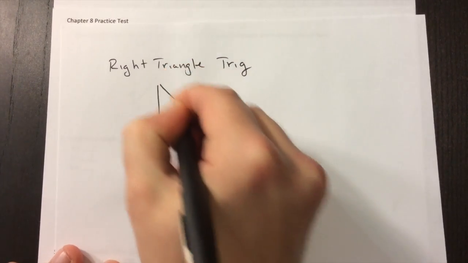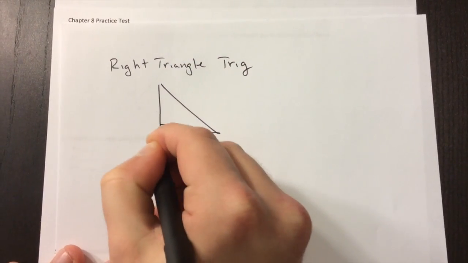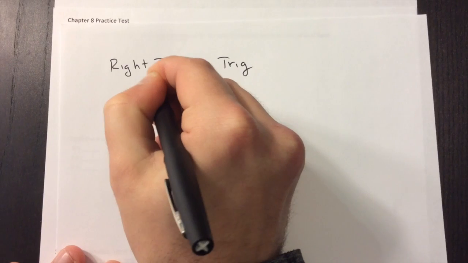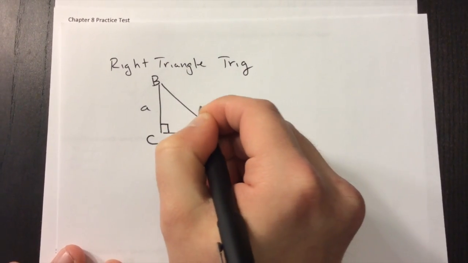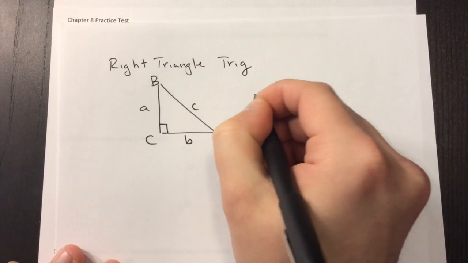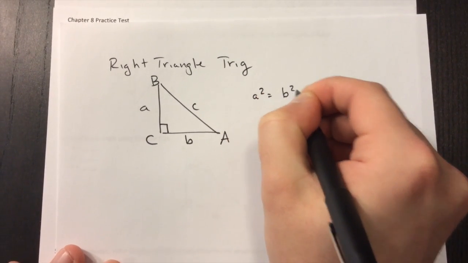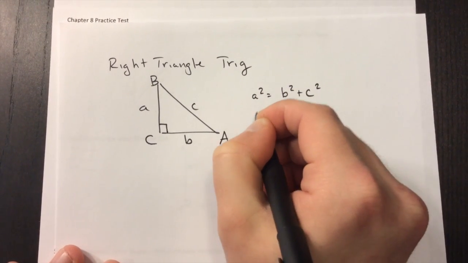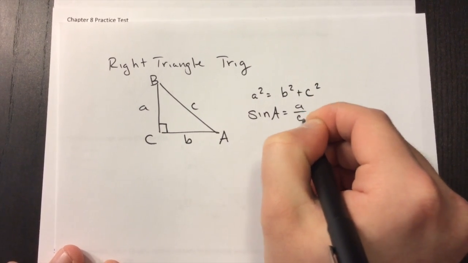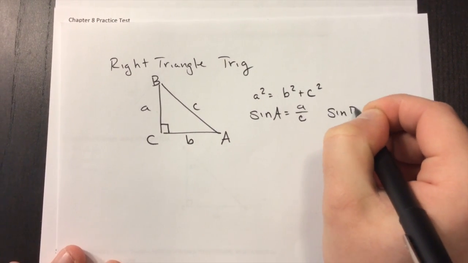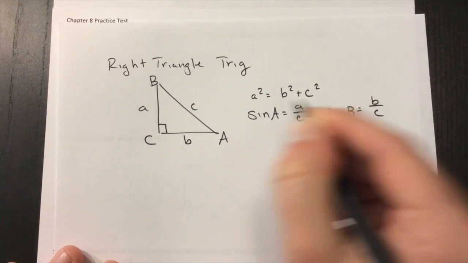we want to have our right angle is always going to be C. Say A, B, A is across from A, B is across from B, and C is across from C. We have A squared equals B squared plus C squared. Then we'll just do SOHCAHTOA. So sine of A equals A over C. Sine of B equals B over C.